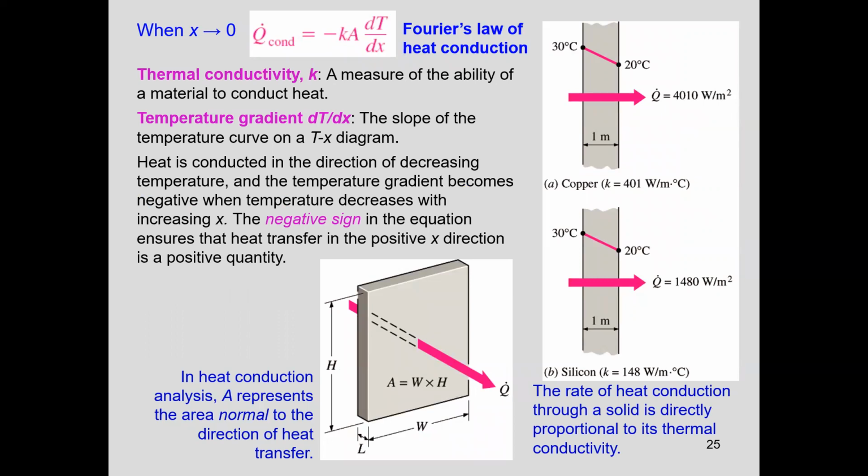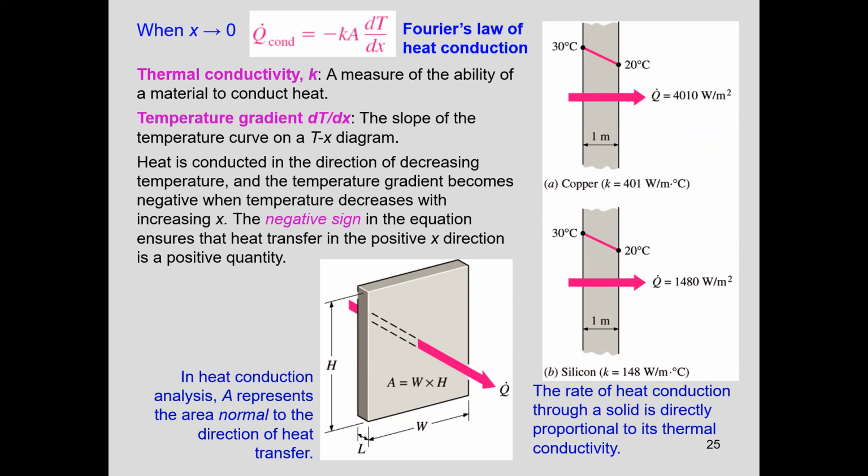Now, it can be expressed in terms of Fourier's law of heat conduction, which is given by the rate of change of heat, the conduction heat, which is negatively proportional to the area and the gradient of temperature in terms of the thickness, which is x. Here, k is the thermal conductivity, a measure of the ability of a material to conduct heat.